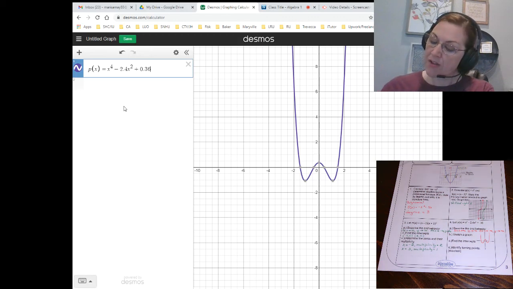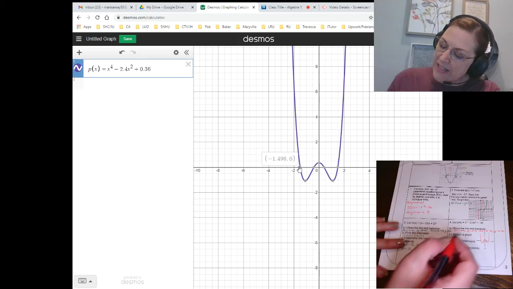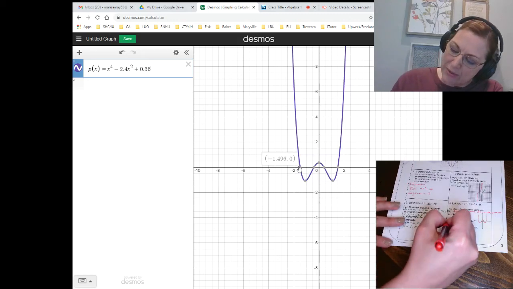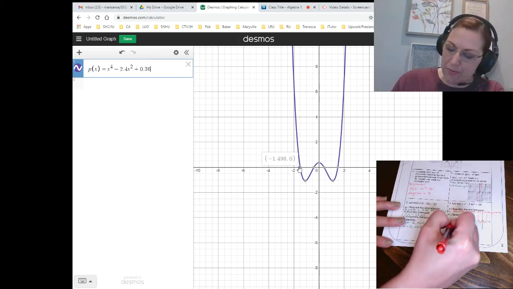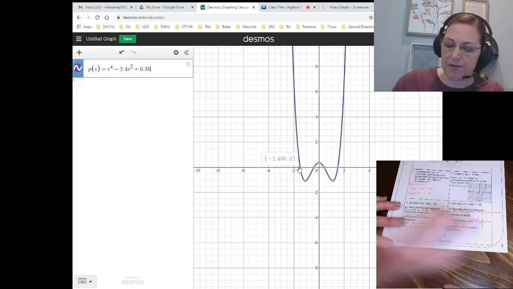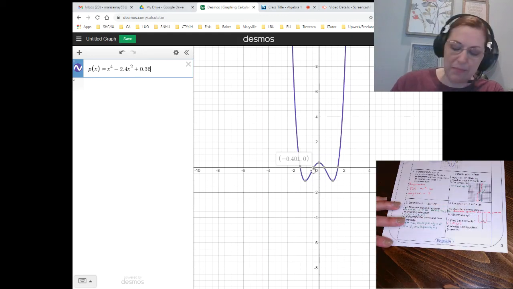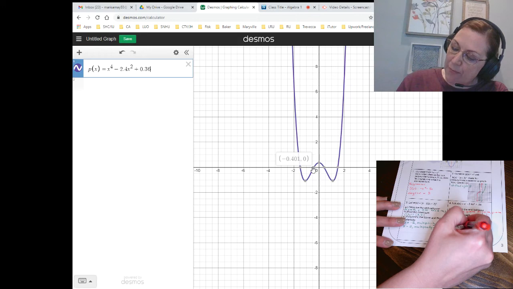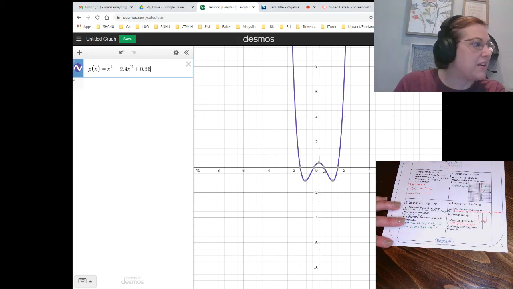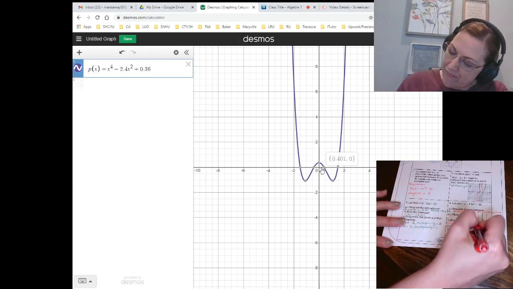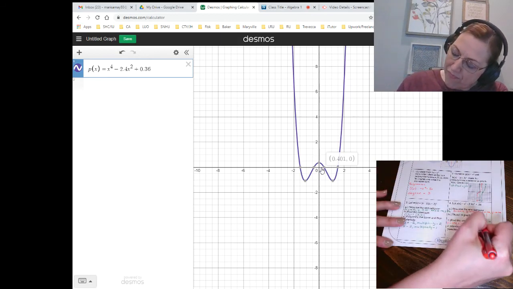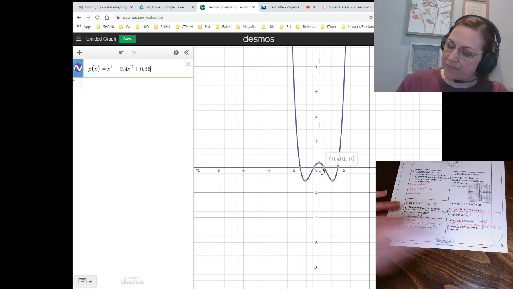Okay, find the intercepts. Remember, Desmos did a lot of the good work for you. These aren't pretty intercepts, and that's okay. Negative 1.496 and 0, negative 0.401. And then the next one, 0.401. And that last one is 1.496 and 0.